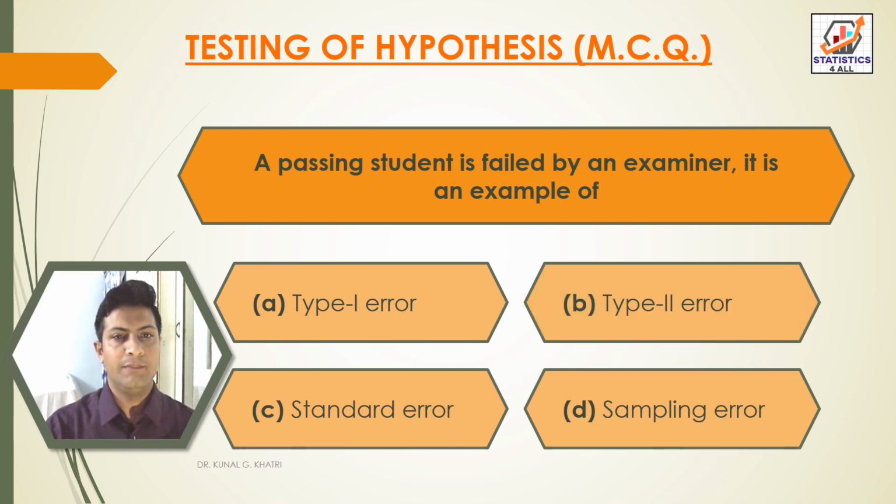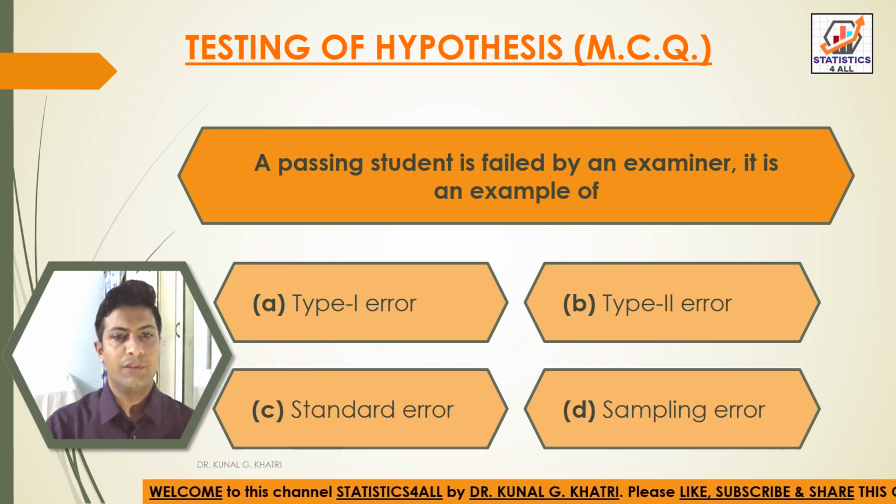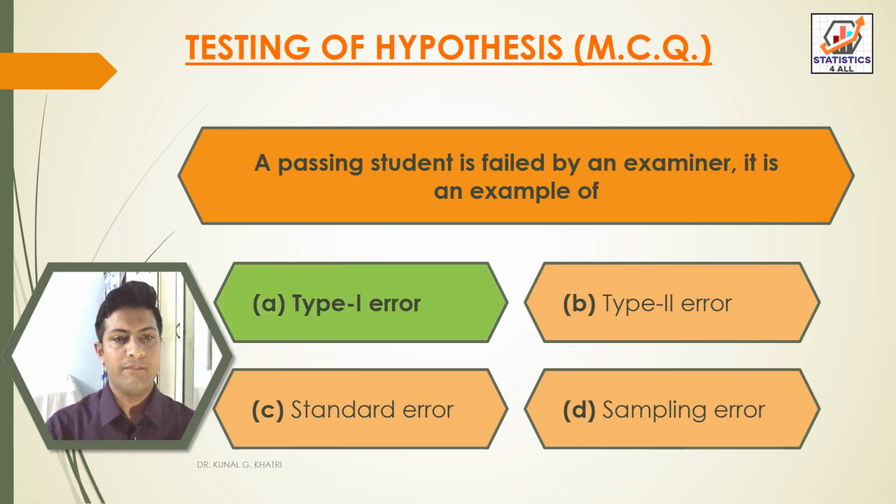Next question, a passing student is failed by an examiner. It is an example of option A type 1 error, option B type 2 error, option C standard error, option D sampling error. So here we have answer option A type 1 error. A passing student is failed by an examiner. It is an example of type 1 error.